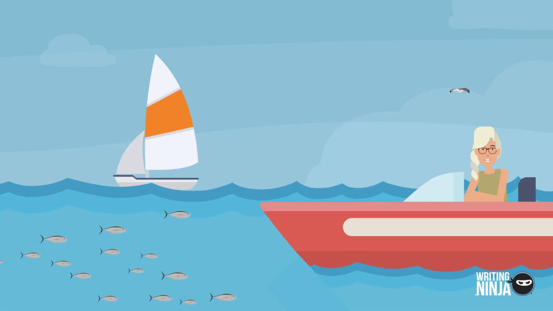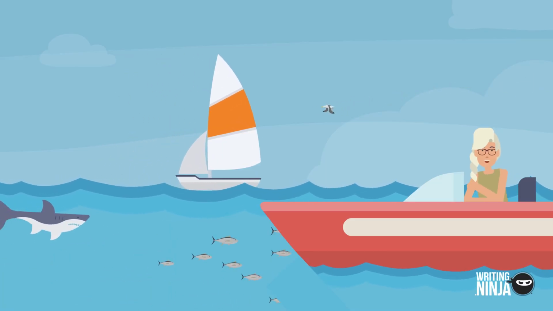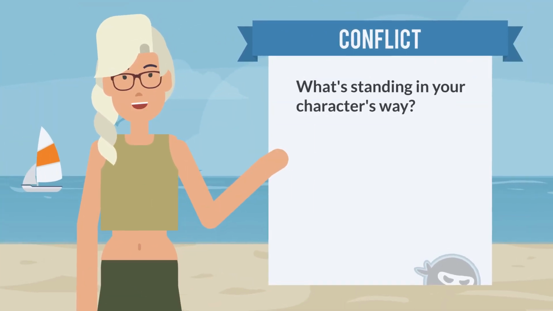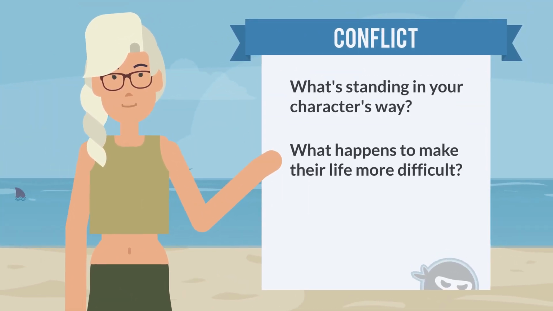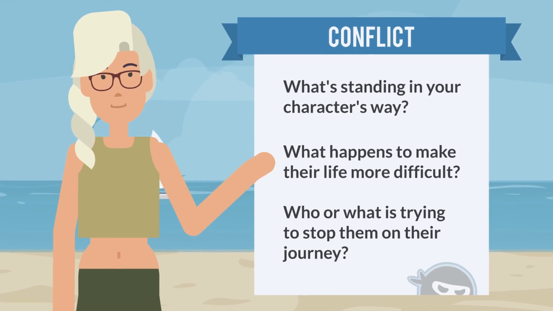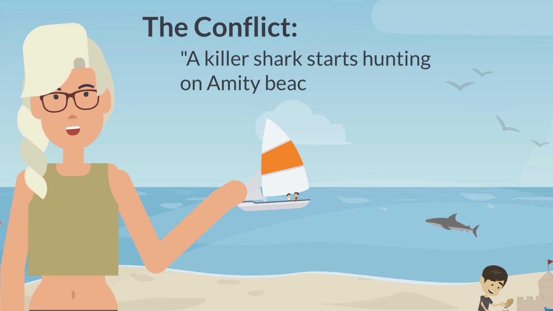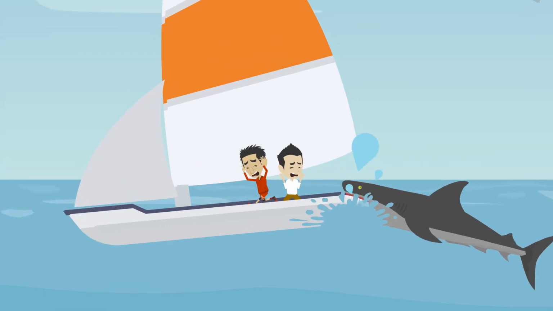Your logline should also include the main conflict your protagonist faces. What's standing in your character's way? What happens to make their life more difficult? Who or what is trying to stop them on their journey? In Jaws, the conflict begins when a killer shark starts hunting on Amity beaches.